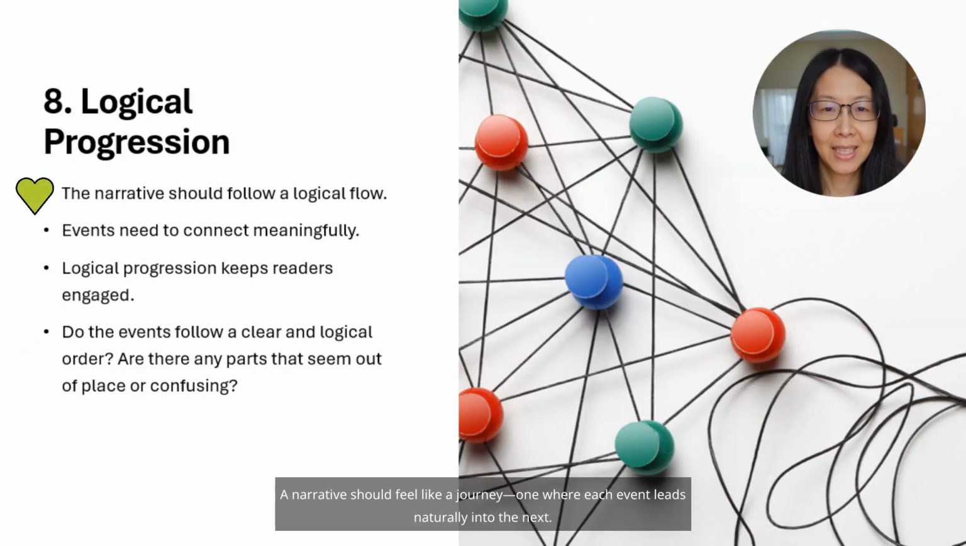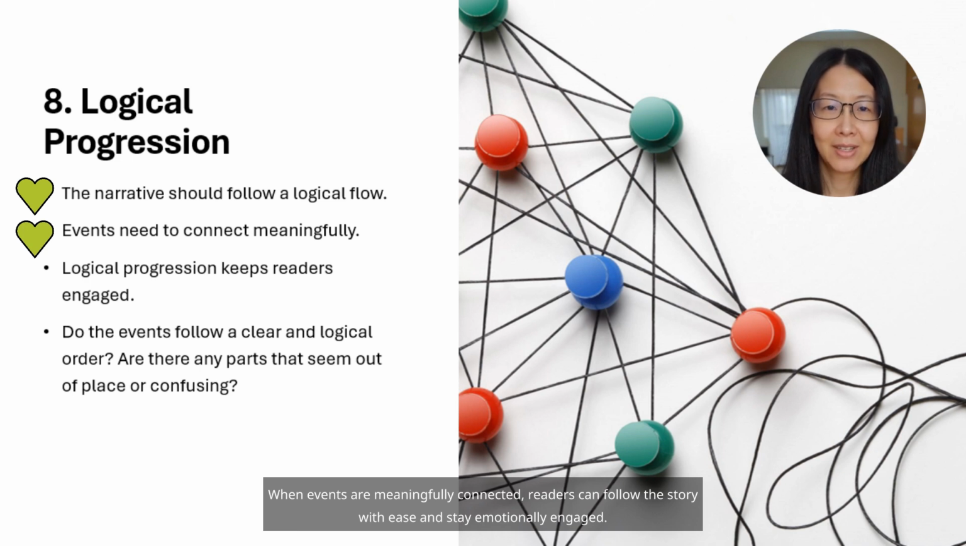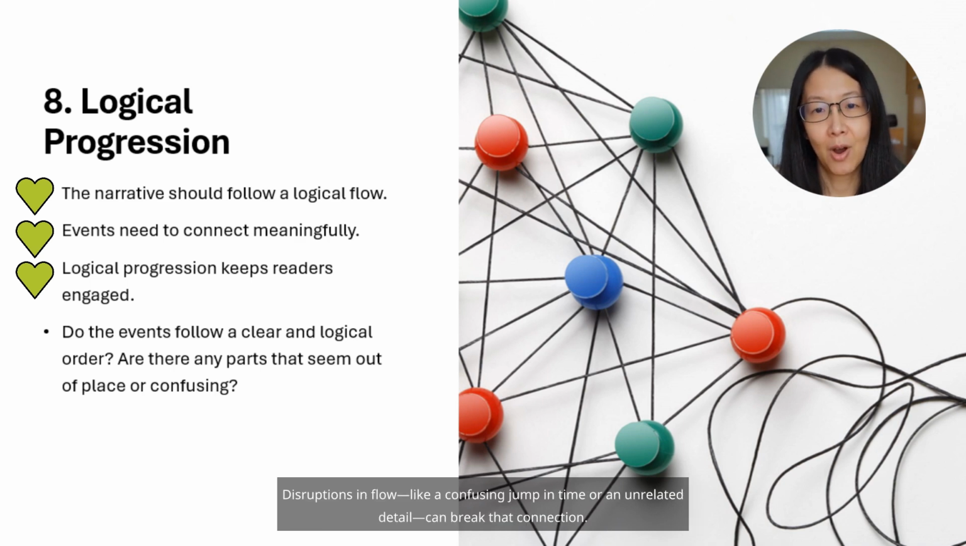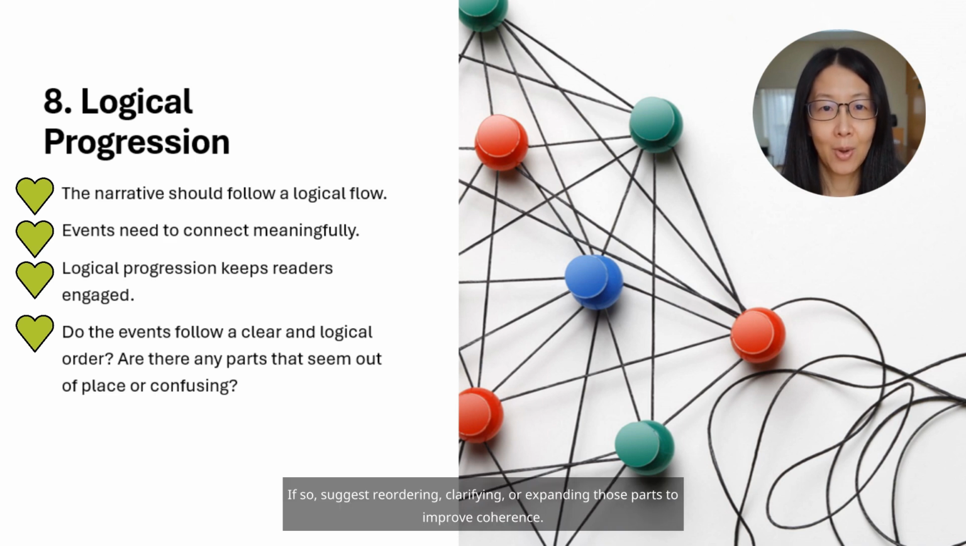A narrative should feel like a journey, one where each event leads naturally into the next. That's why logical progression is so important. When events are meaningfully connected, readers can follow the story with ease and stay emotionally engaged. Disruptions in flow, like a confusing jump in time or an unrelated detail, can break that connection. As you review, ask, does the story follow a clear and logical order? Are there moments that feel out of place or poorly explained? If so, suggest reordering, clarifying, or expanding those parts to improve coherence.